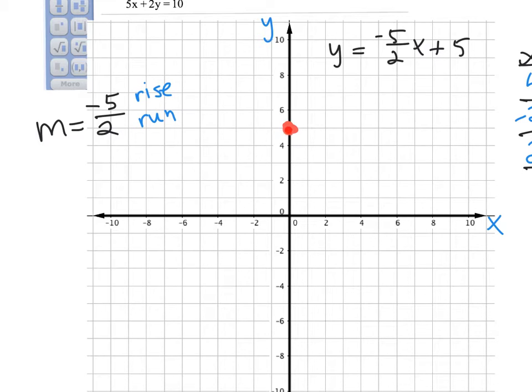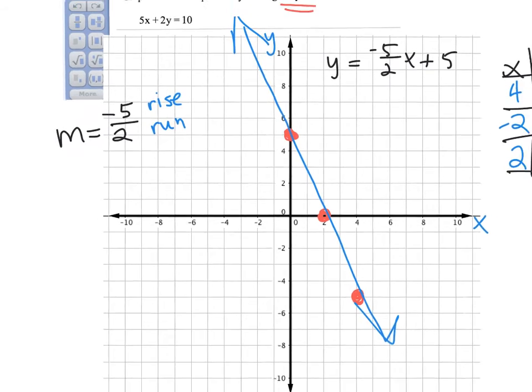So we're going to go down 5, that's 1, 2, 3, 4, 5, puts us at 0. And then we're going to go over 2. So the next dot is going to go right here. And then we're going to do down 5, 1, 2, 3, 4, 5, and then over 2. So our next dot is going to go right here. And that creates a shortcut for our line.